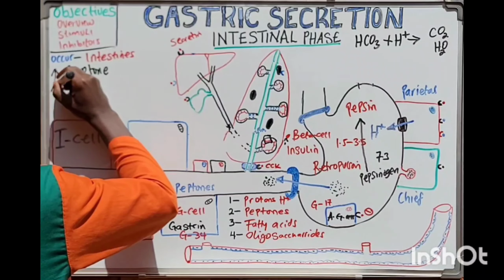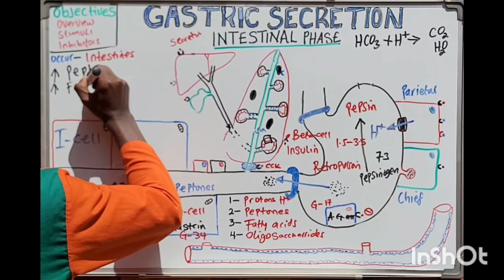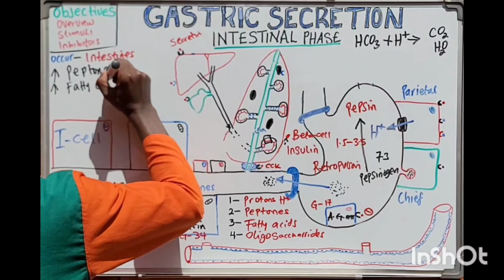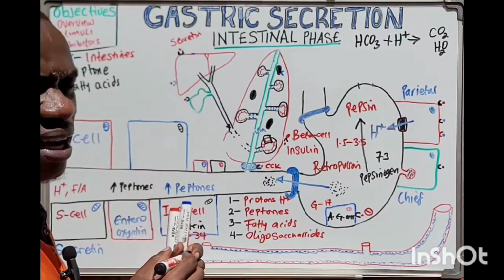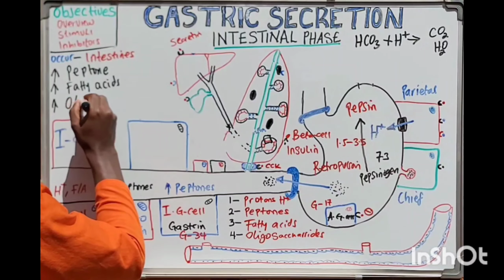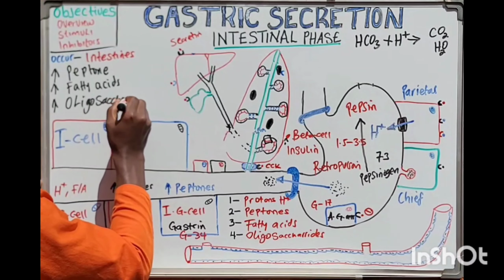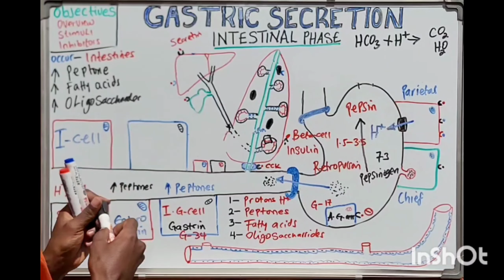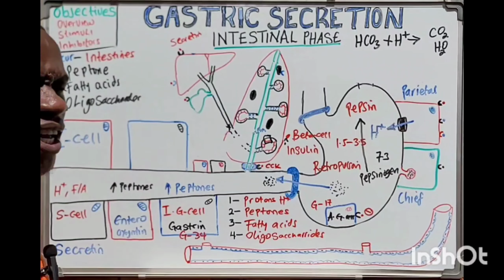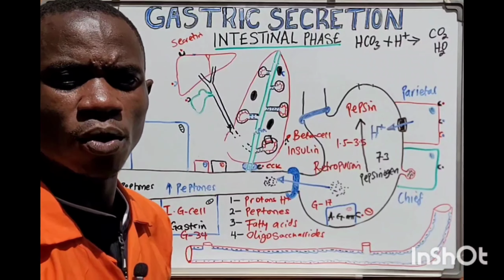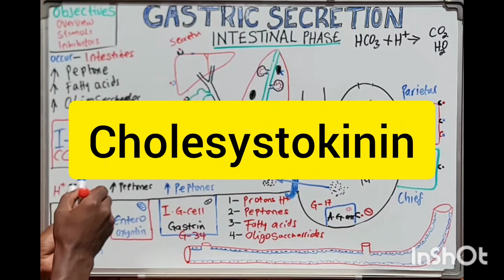It is also sensitive to high levels of what we call fatty acids. Okay, and even also it is sensitive to what we call short chains of the carbohydrates, which we may call oligosaccharides. What happens is that these cells are going to be activated by these kinds of molecules in chyme. It will lead into the release of a molecule which we call cholecystokinin.